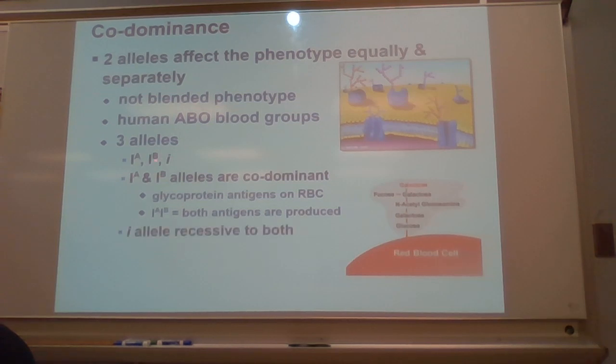The recessive, or the little i, is recessive to both. So this is a damaged allele. It doesn't make any antigen. So if you only have this allele, if you're homozygous for the little i, then you have O blood type because you don't make either one of the proteins. You don't make A and you don't make B.